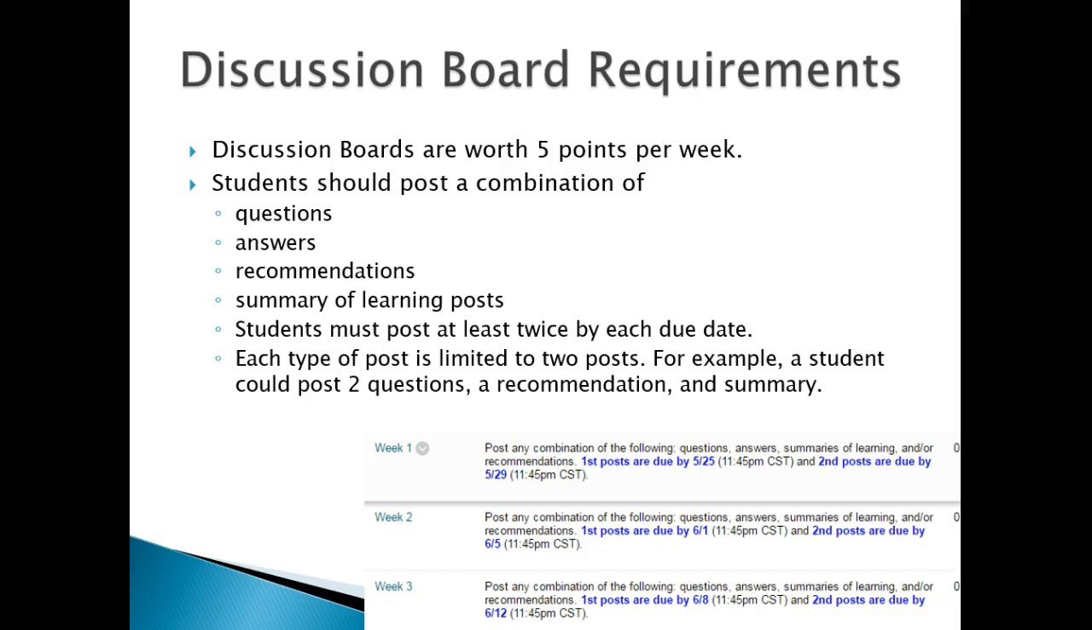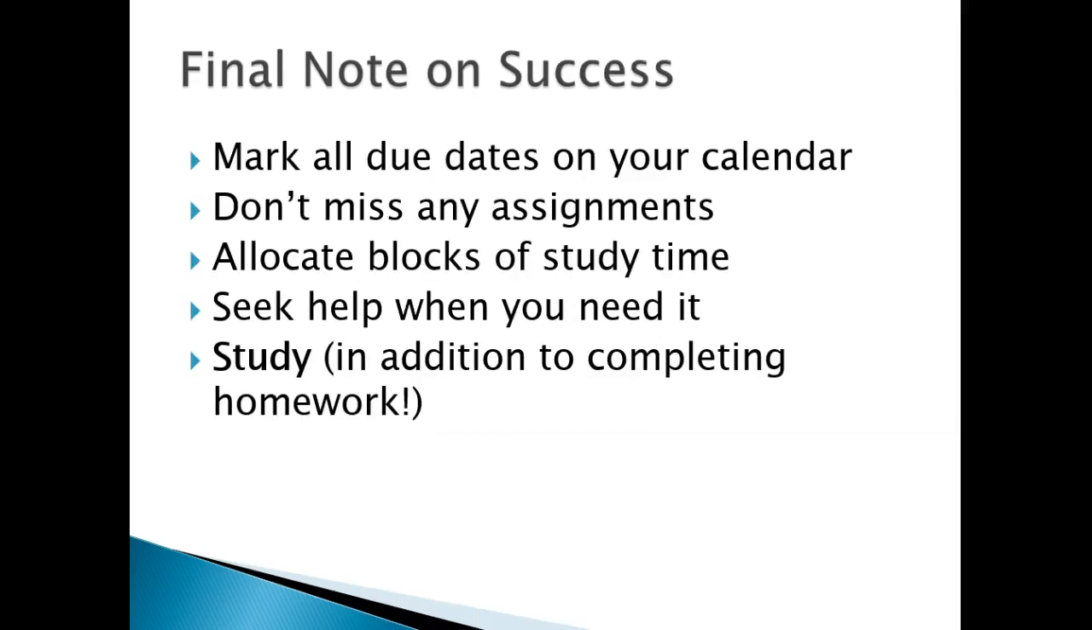So every due date you should be posting twice. And again, it could be a question and an answer, question and a recommendation, any combination. All right. So we've talked about WileyPLUS, we've talked about discussion board, and we've talked about exams. Those are going to be your primary deliverables every week on every Thursday and Monday. You should mark these due dates on your calendar.